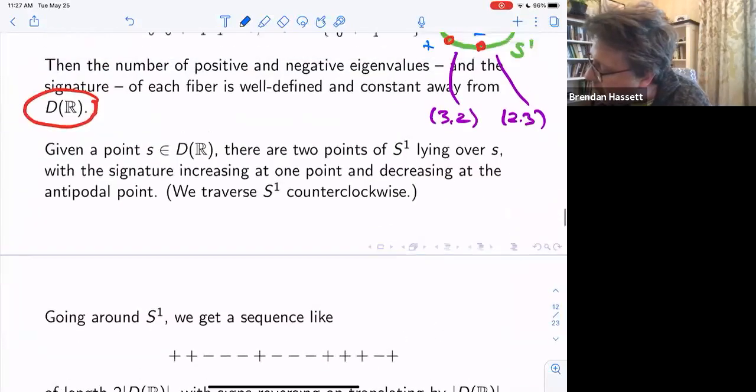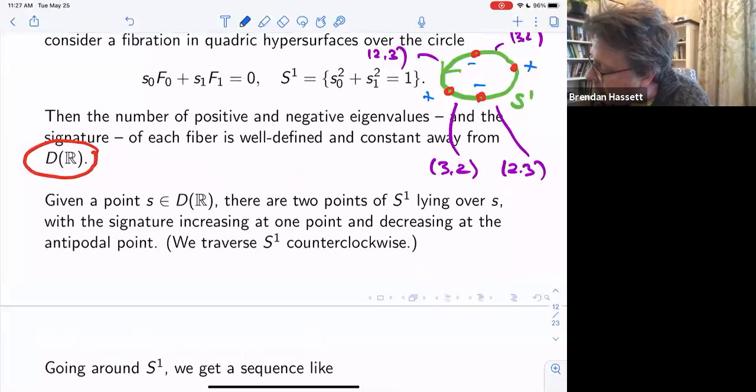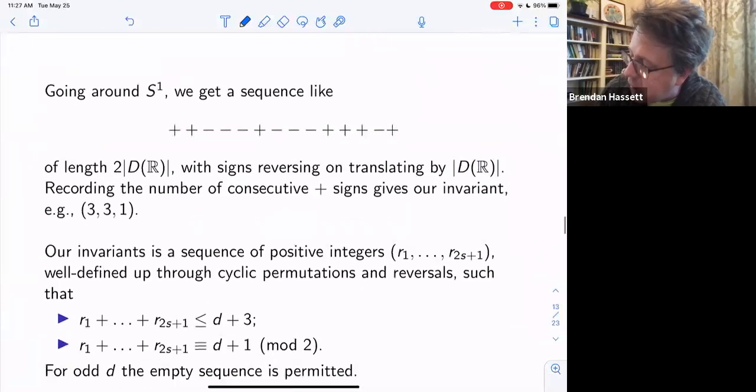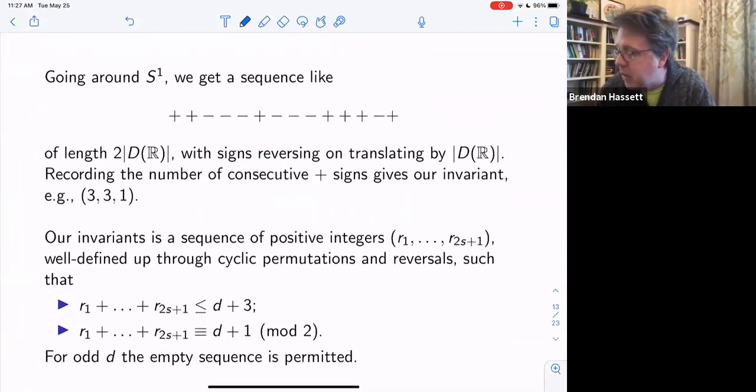Wait a second here. All right, let me undo that. I think I made a mistake there. Let me actually go from the example here that I take. As we go through, we get a sequence of sign changes.